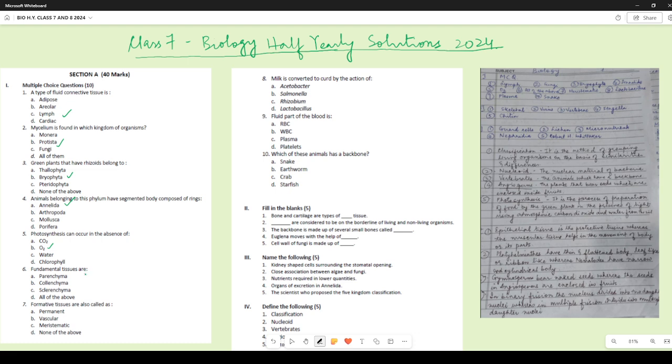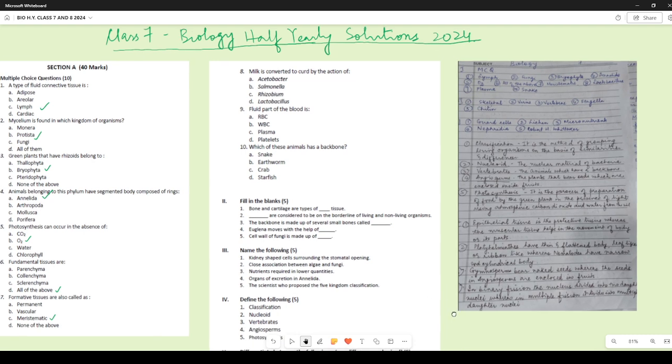Fundamental tissues. What are the fundamental tissues? All of the above are the fundamental tissues. Parenchyma, collenchyma, sclerenchyma, all of the above are fundamental tissues. Formative tissues. What are the formative tissues? The meristematic tissues are called the formative tissues because they give rise to the new tissues.